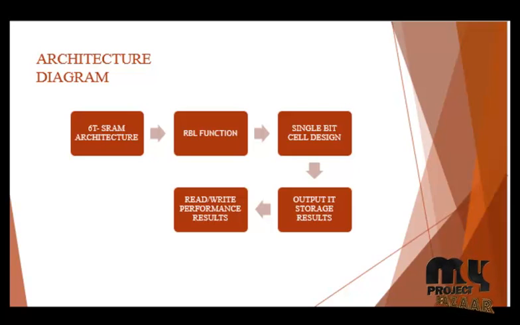Now we are going to discuss our product flow diagram and architecture diagram. In the architecture diagram, we are initially designing the 6 transistor SRAM architecture, then the read bit line functions and the single bit cell design, and then outputting the storage results and read, write and performance results. We give the inputs and get the control panels for bitwise, voltage and pulse. The feedback controller system controls the PMOS and NMOS, and then we get the storage result in the RAM, depending on the input functions.